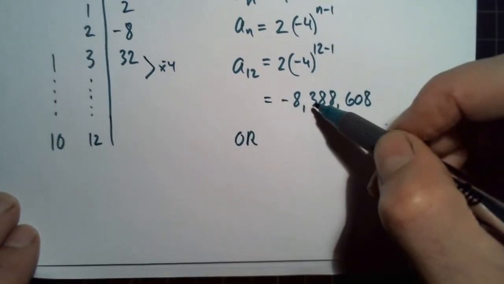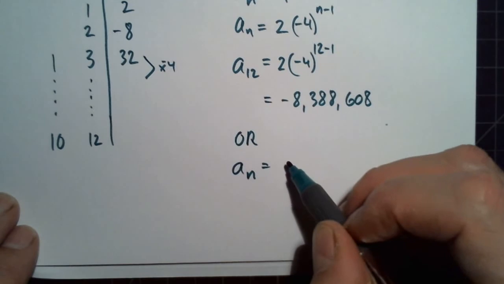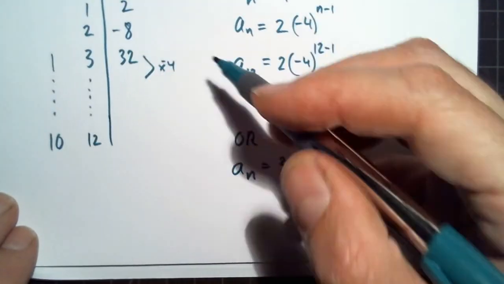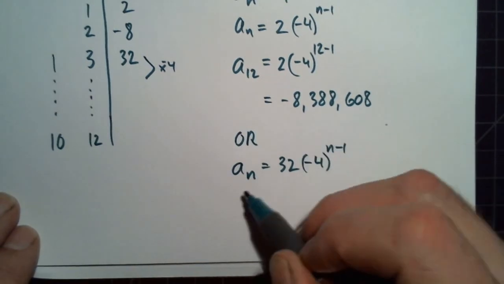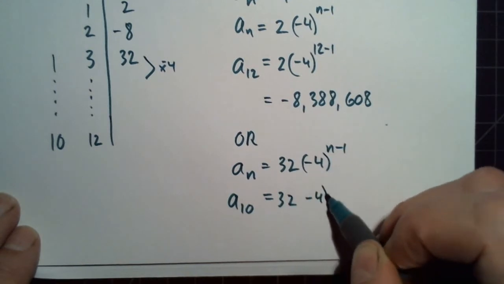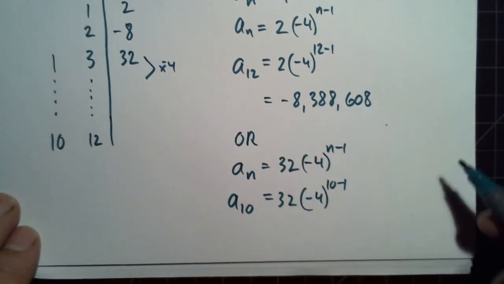So we could do it this way, or we can have a(n) equals the new first term times -4 to the n minus 1, and then we would have a10. And we'll get the same answer.